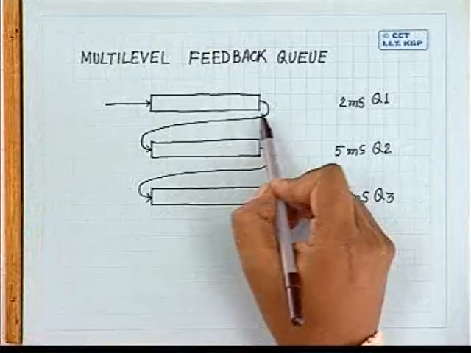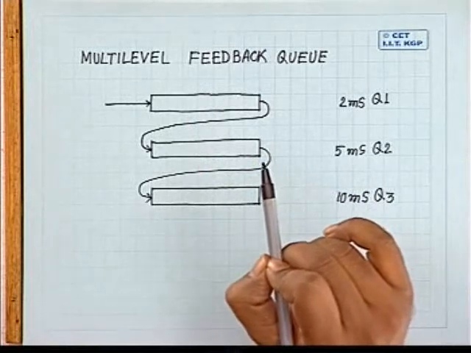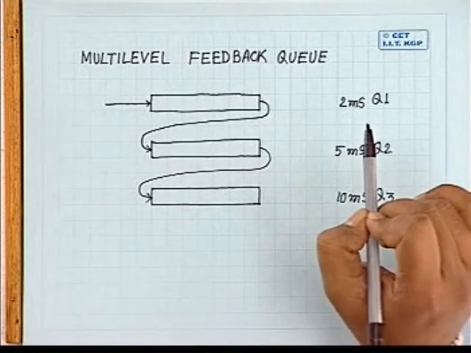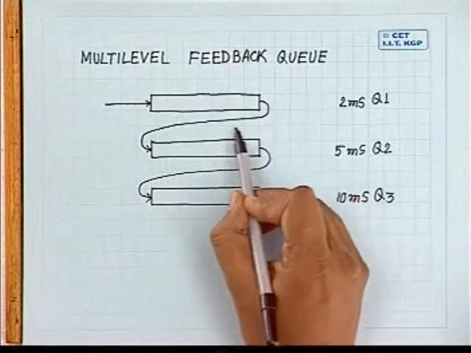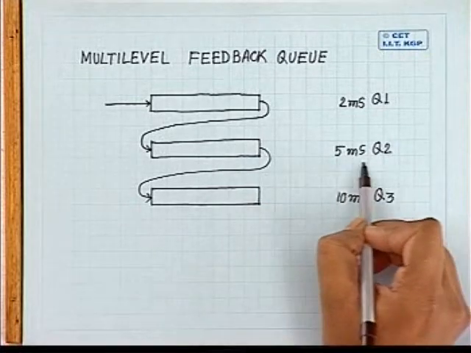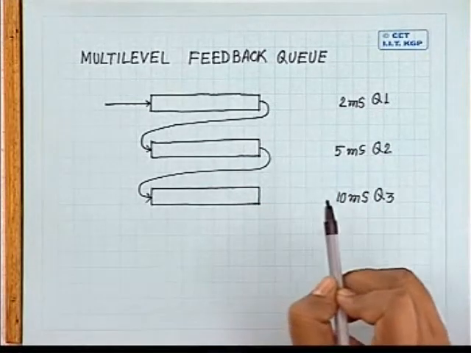So if the CPU burst of the job is less than 2 milliseconds, that means the CPU burst of the job is complete before the timer interrupt comes. When the 2 millisecond timer interrupt comes, the job remains in queue number 1. If the CPU burst of the job is greater than 2 milliseconds, that means even when the timer interrupt has occurred, the CPU burst of the job was not complete. So if the burst is greater than 2 milliseconds, I will push the job into the next queue whose quanta size is 5 milliseconds.